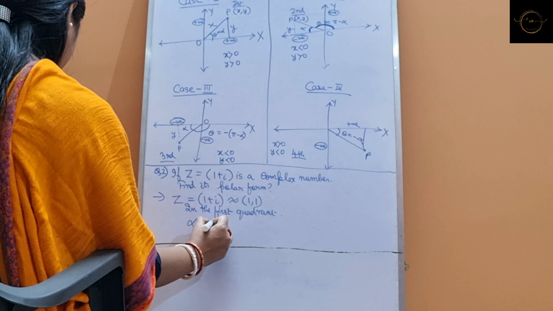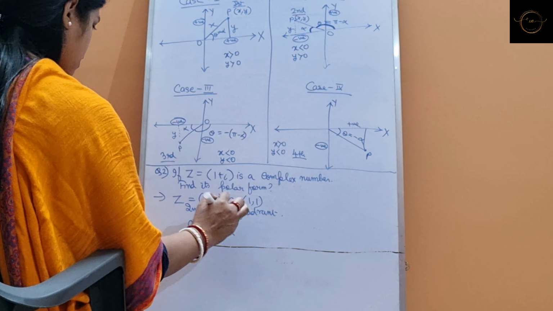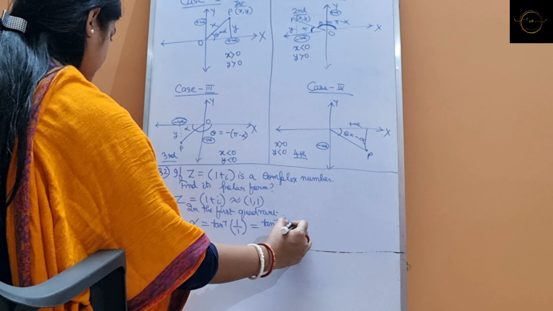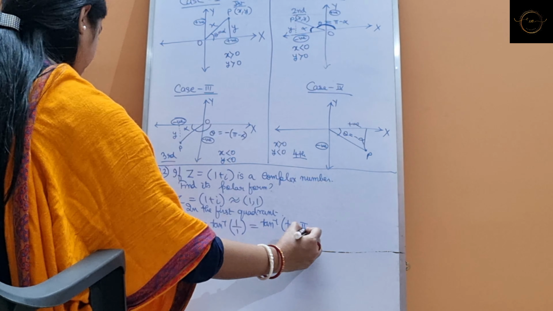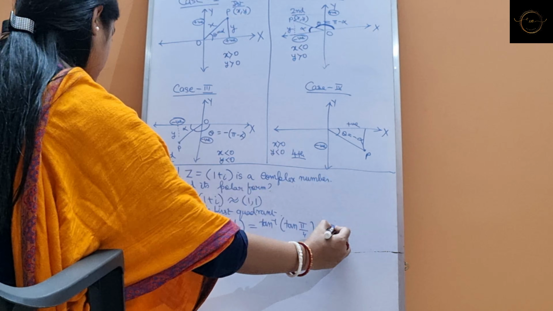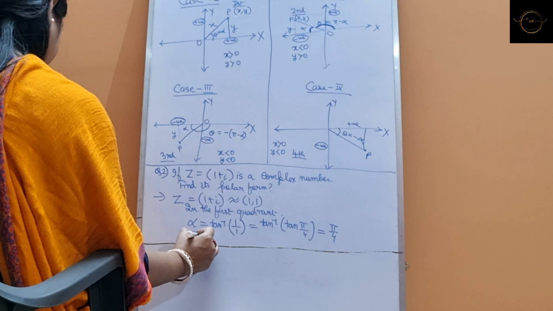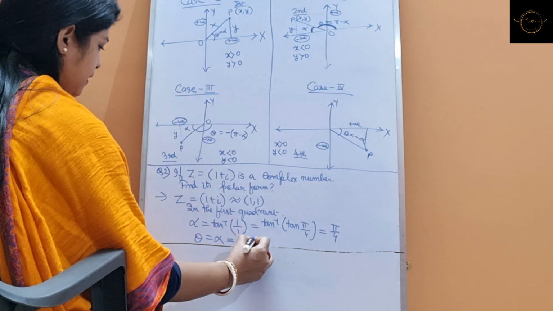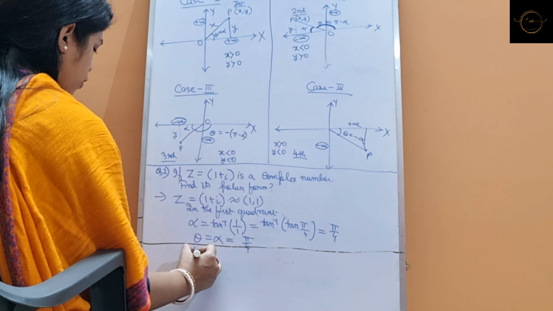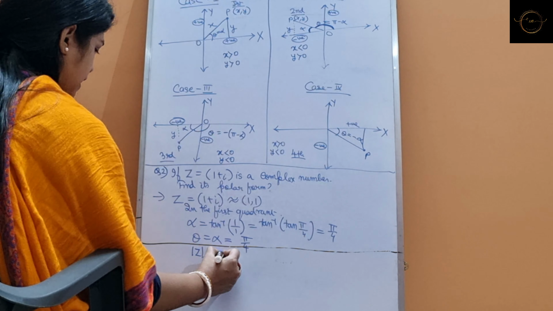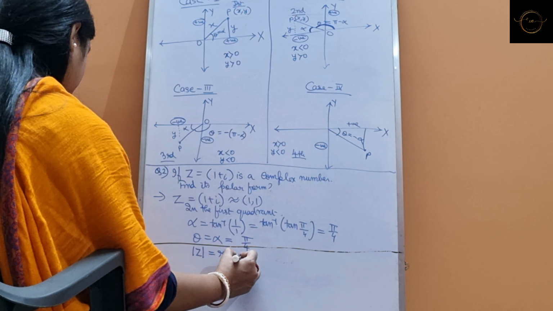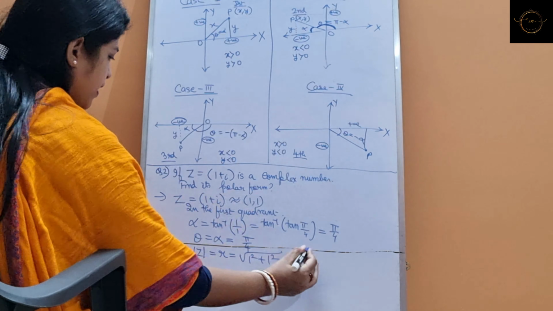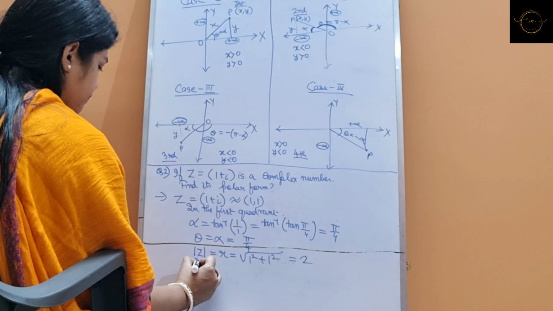So what is alpha? Alpha is equal to tan inverse 1 by 1, that is equal to tan inverse tan pi by 4, that is equal to pi by 4. So what will be theta in this case? In the first quadrant we have learned theta is equal to alpha only, that is pi by 4. What is modulus of z? That is equal to r, and that is equal to under root 1 square plus 1 square, real square plus imaginary part square, that is equal to root 2.